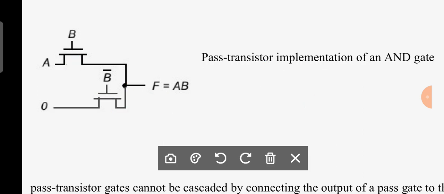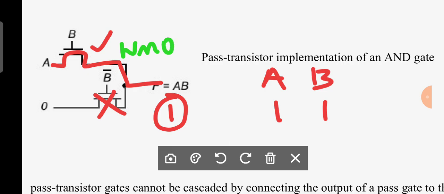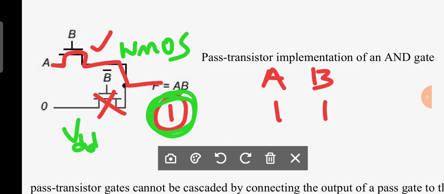Now you can observe the final combination. A is 1 and B is 1. Since B is 1, this will be in off condition and this will be in on condition. Therefore, what is the output? 1 is the output. But the very important thing you have to remember is, since it is an NMOS transistor, it won't pass a strong 1. Is it clear? Therefore, the output is not 1, the output is VDD minus the threshold voltage.